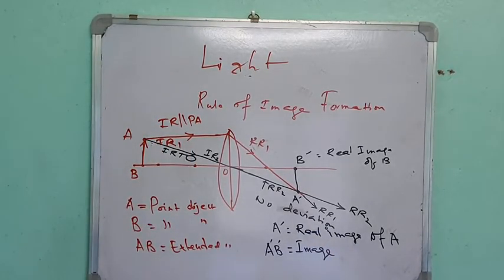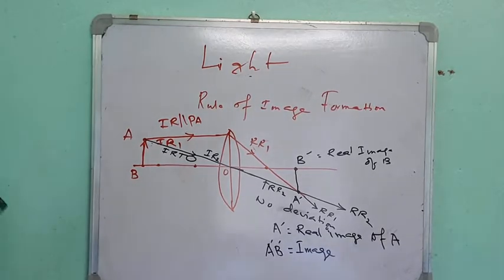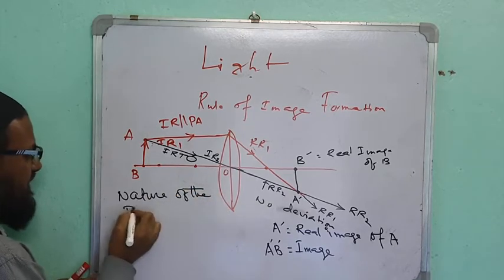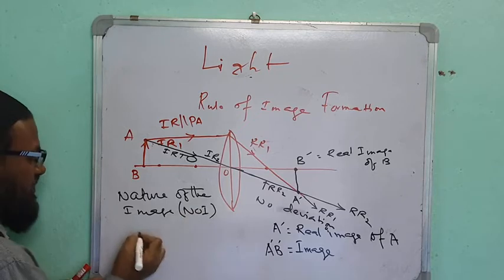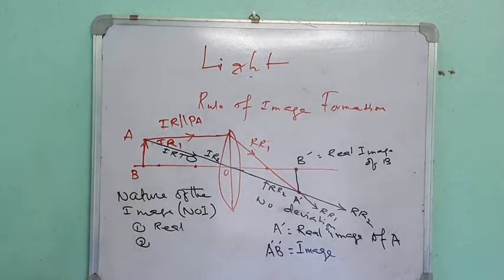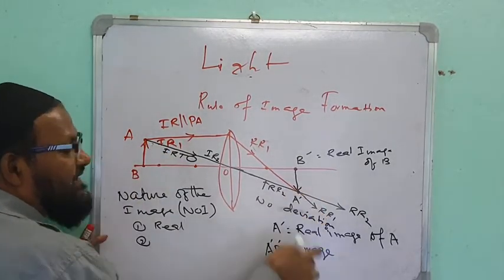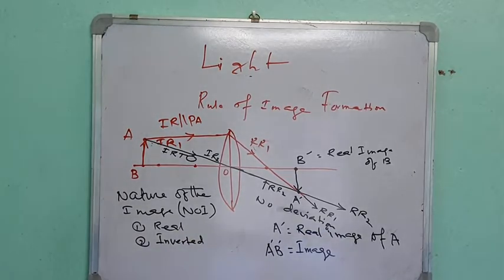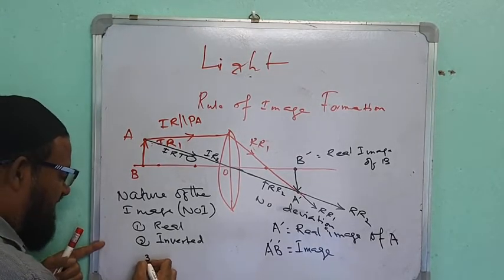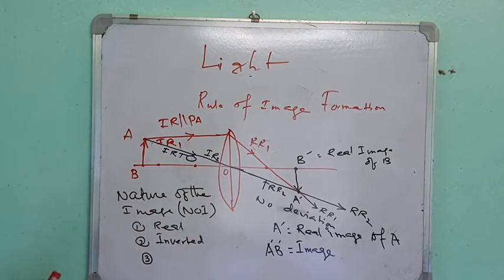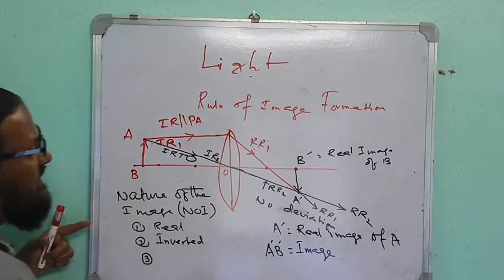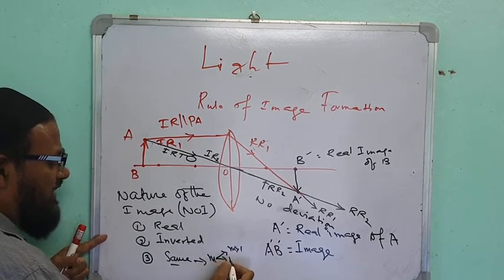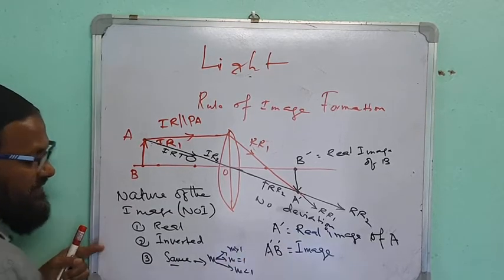Now, this part is very important. From the figure, there are some important points. First thing, nature of the image. First, it is real. Second thing, please see here. This is the head, but here the head is below, while the object's head is above. What is the rule? Inverted image. Next is magnification. Magnification depends on M. M greater than 1, M equal to 1, M less than 1. What is the language? Greater than 1.